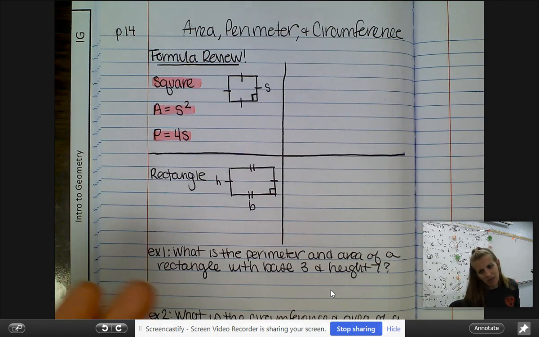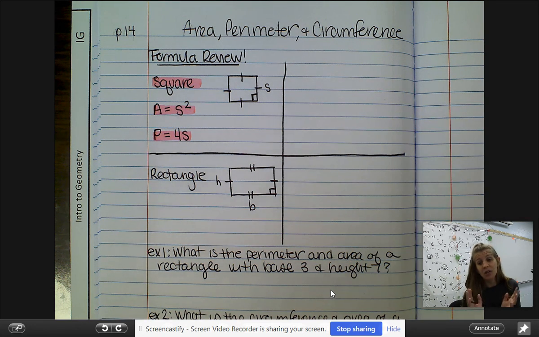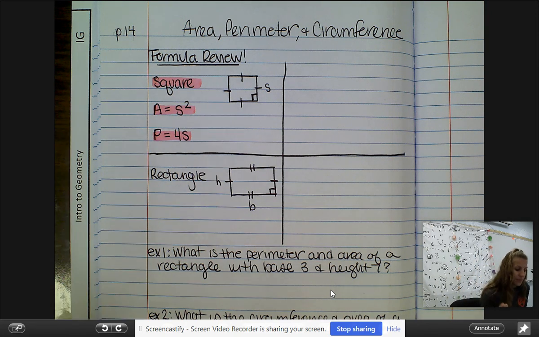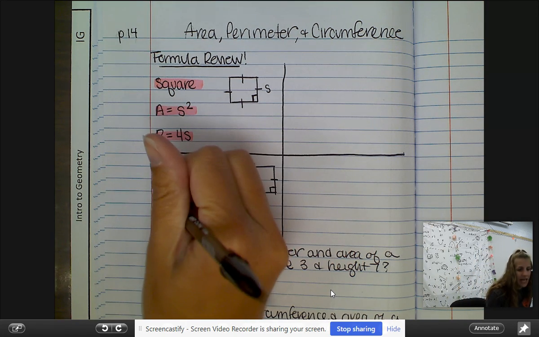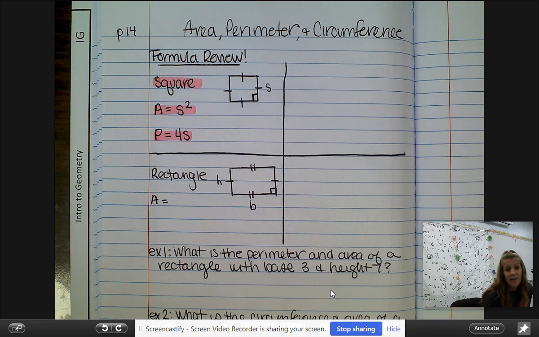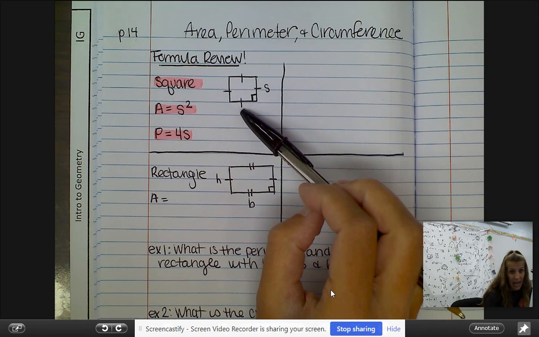I mean, really you can use whatever letters you want, but they do have to be different because they're different side lengths. I just like H and B because height and base, and there's a reason for heights. So yeah. If I want to find the area of a rectangle, I find it by doing kind of like the area of a square. I multiply a side times a side.